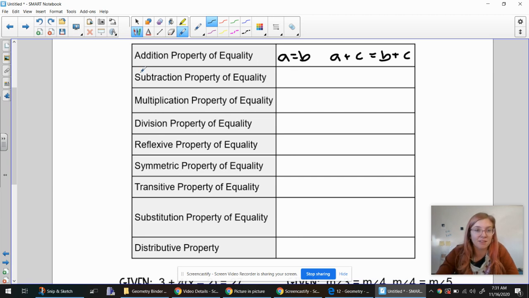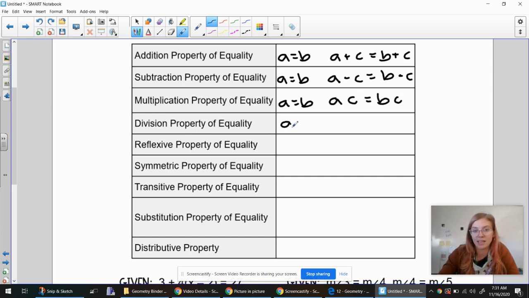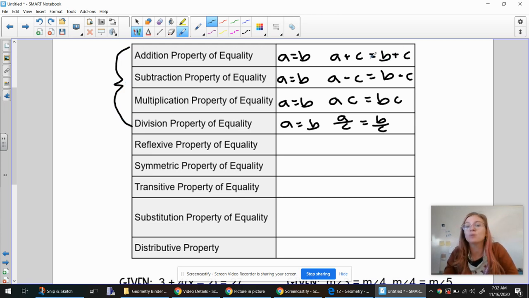We then have the same thing for the subtraction, multiplication, division properties. If A equals B, then A minus C equals B minus C. If A equals B, then A times C equals B times C. And if A equals B, then A divided by C equals B divided by C. These four properties are what allow us to do the same thing to each side of the equal sign. These are the foundations for all of those undoing and inverse operations that we learned about in Algebra 1.